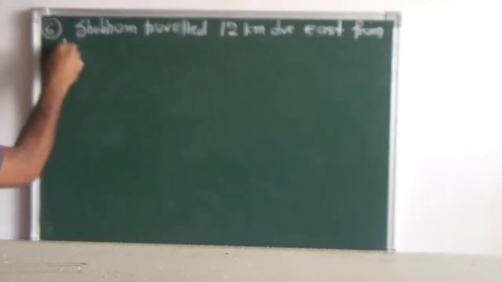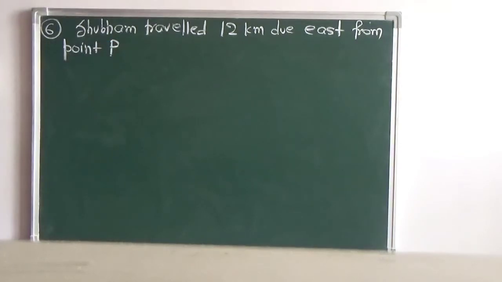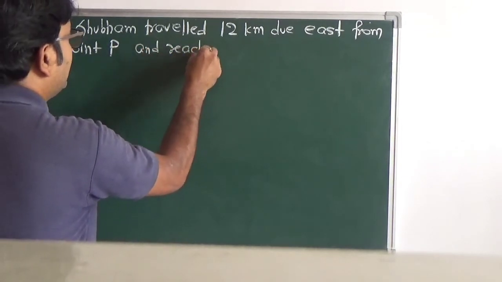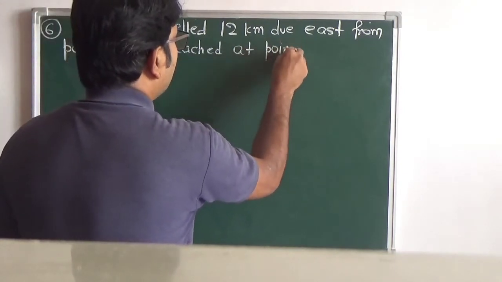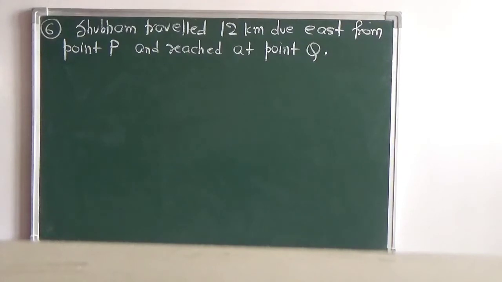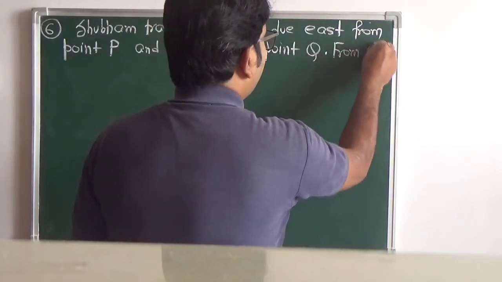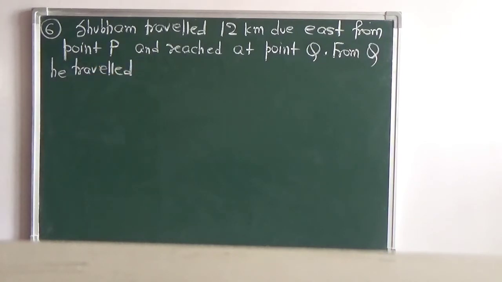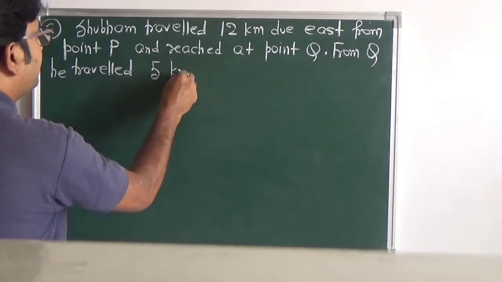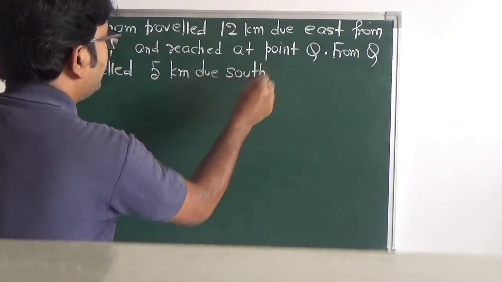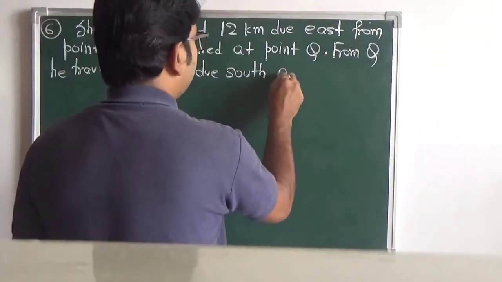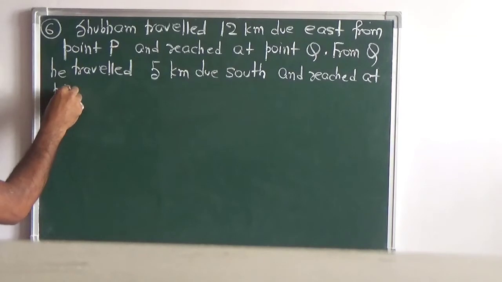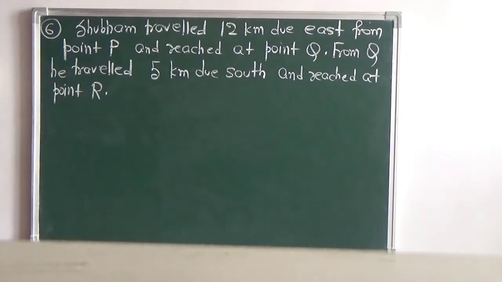From point P and reached point Q. From Q he traveled 5 kilometers due south and reached the point R.